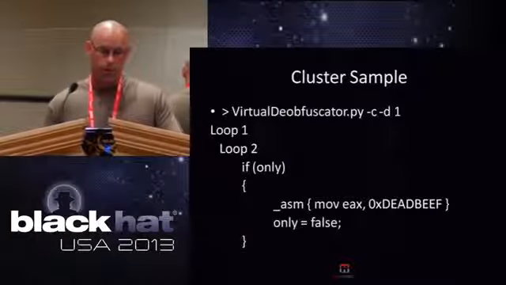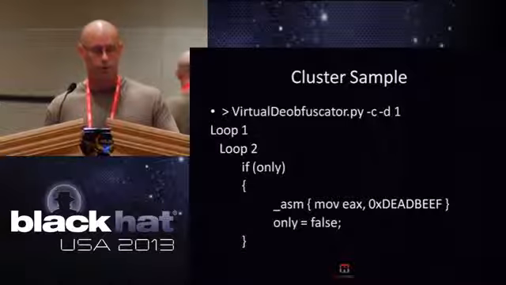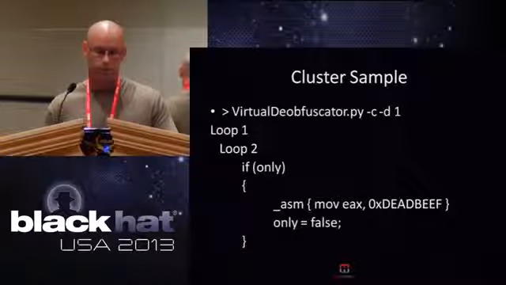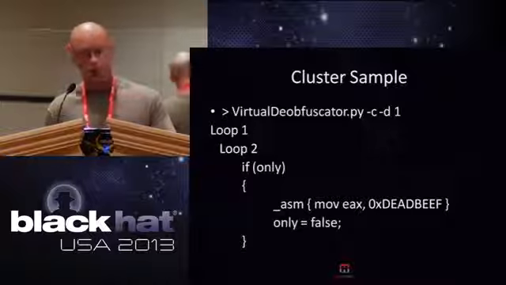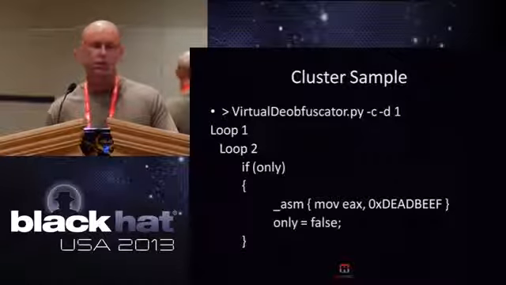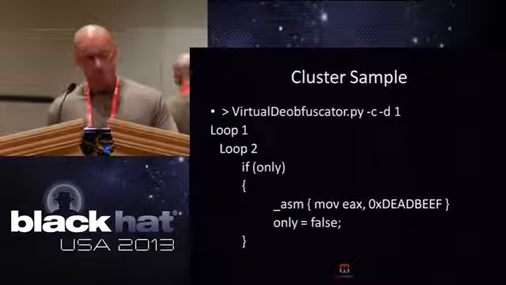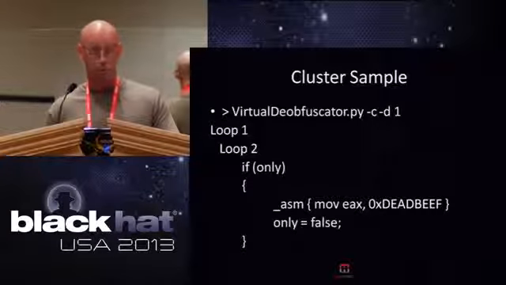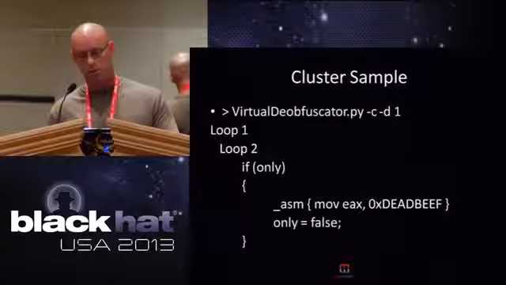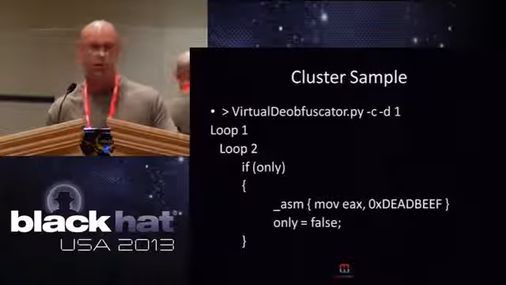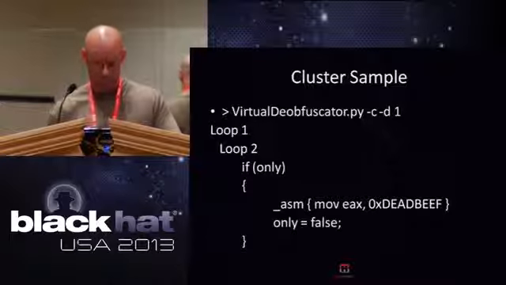Okay, so as part of the project, before I run off and start looking at VMProtect or any malware or anything along those lines that has these types of protections, I created a very simple test case to verify and test the whole clustering idea. It's two nested loops, and as you can see from the logic, this instruction is only going to execute once, the mov EAX, DEADBEEF, right?